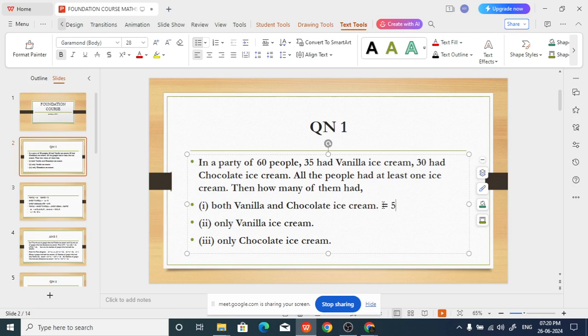5. Then only vanilla, how many? Sir, it is 35 minus x, which will give you 30. 35 minus 5, that is 30. Only chocolate, so 30 minus 5, sorry, 30 minus 5 is equal to 25. 25. Okay, so this is how you can solve the problem.